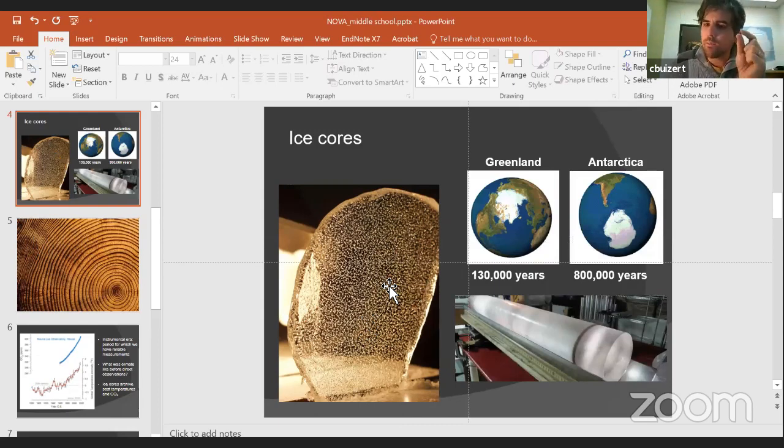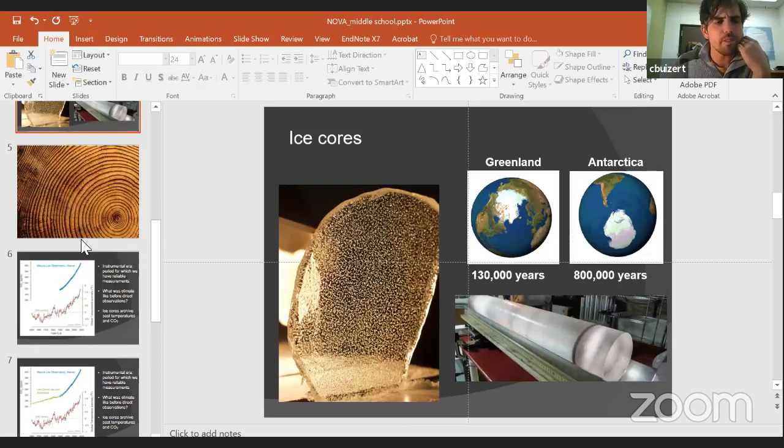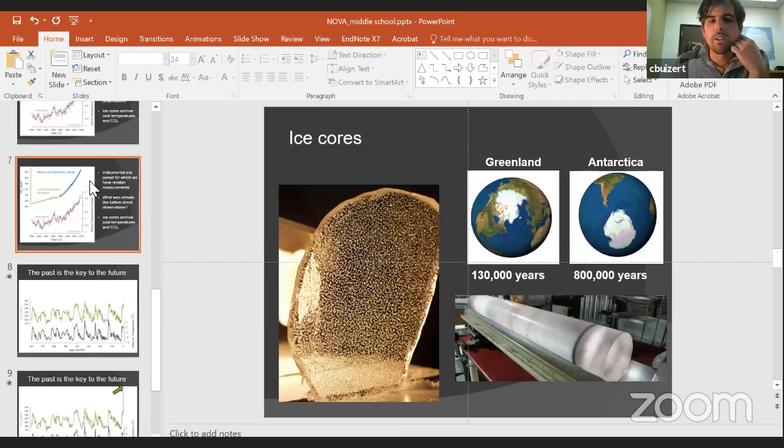And as you can see, there are little bubbles of air inside the ice. And those little bubbles trap air that is a million years old. So if that piece of ice is a million years old, the bubbles inside of it are also a million years old. So we can look at how much CO2 there was in the atmosphere a million years ago. Does that make sense for everybody? Okay, so now let's look again at this graph.